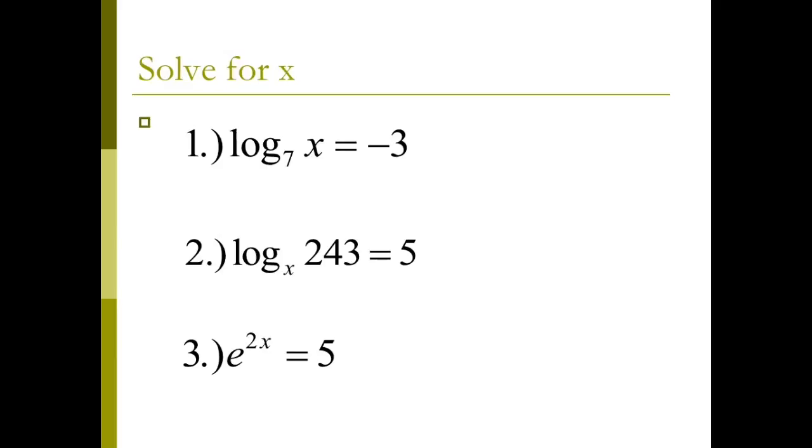For this first one, since we have a log, we're going to go ahead and raise them up using 7 as our base. This is going to cancel out, and we're going to get x is equal to 7 to the negative third.